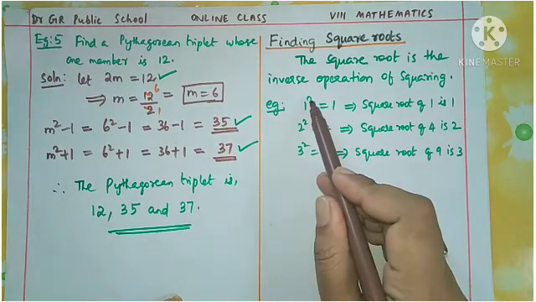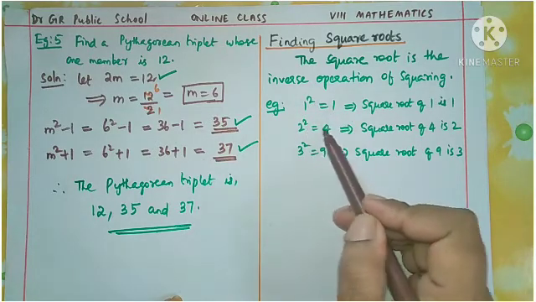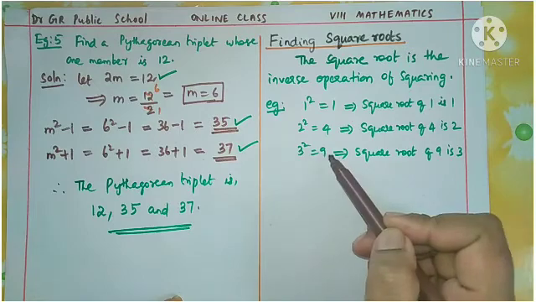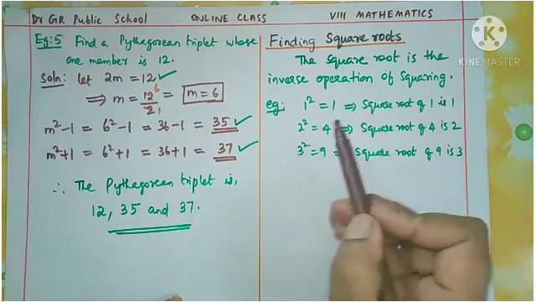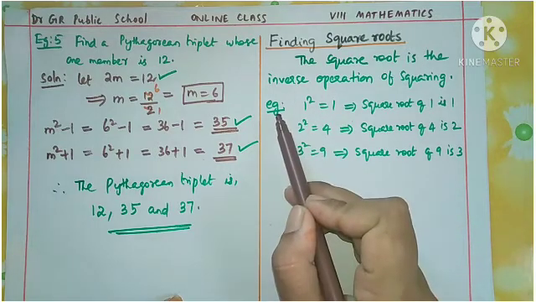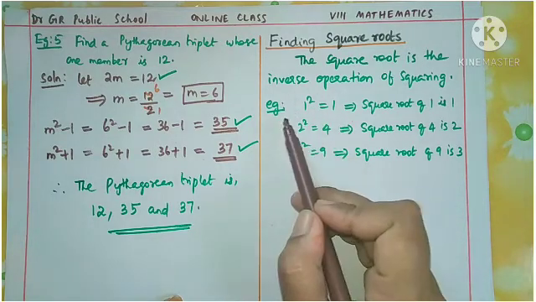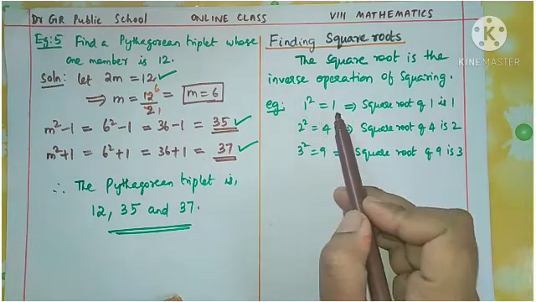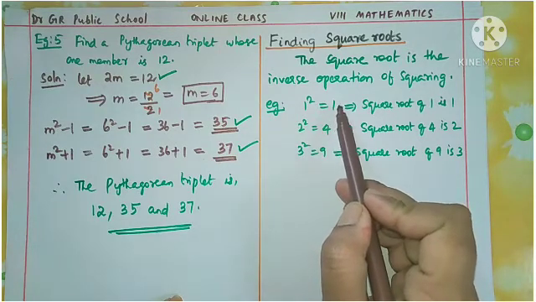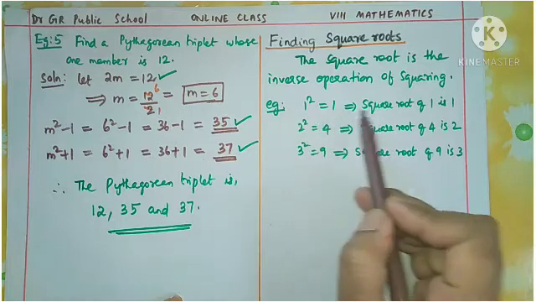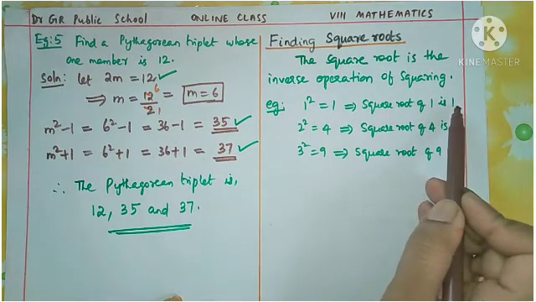1 square, you know it is 1. 2 square is 4. 3 square is 9. Okay, so these are all square numbers, square of these numbers. So when you tell in the reverse process, that is the inverse. For 1 square equal to 1 means 1 is the square of 1. So when you tell in the other way, we can tell square root of 1 is 1.